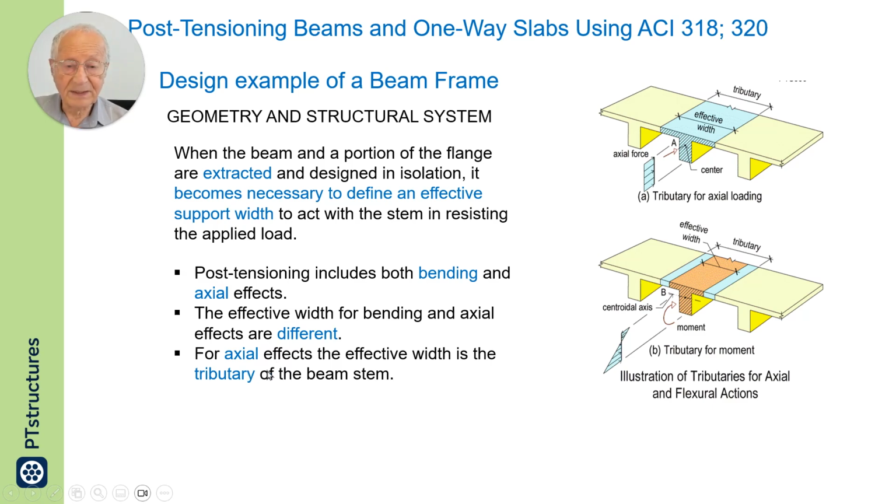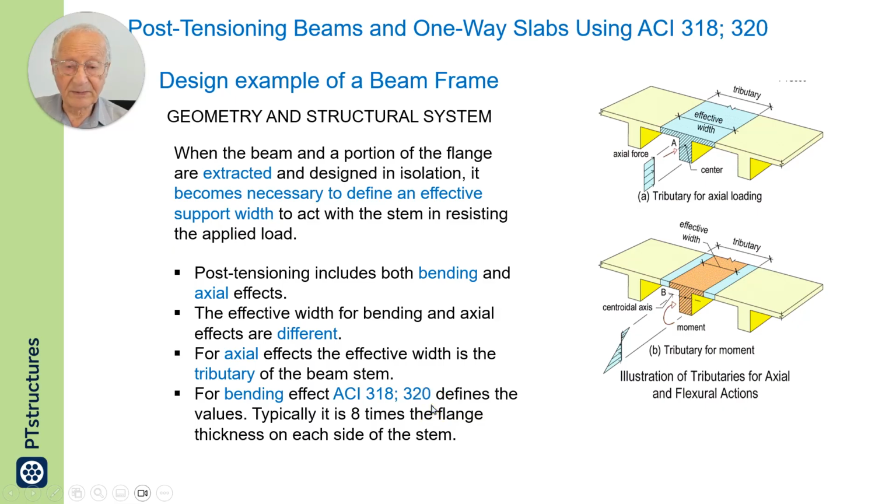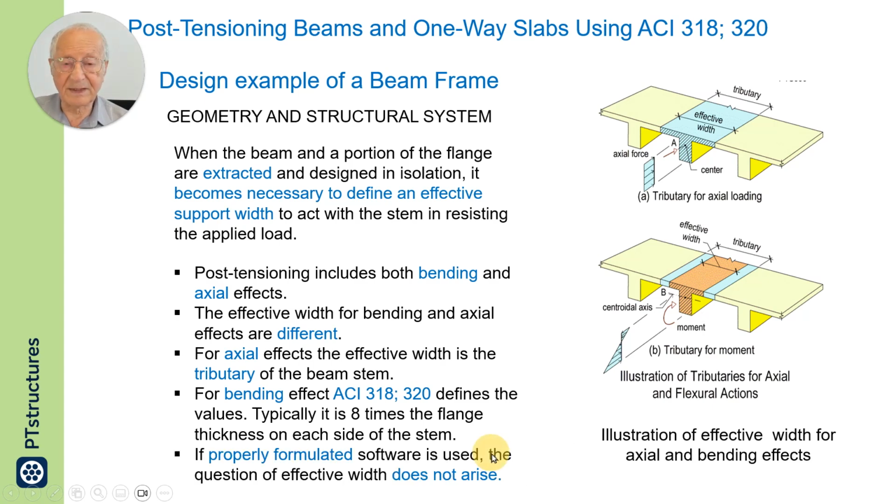For axial effects, the width is the tributary of the beam stem, between halfway here and halfway there. For bending effect, ACI defines the values given in the code, typically 8 times the flange thickness on each side of the stem.